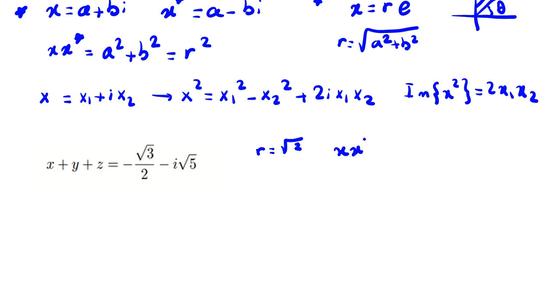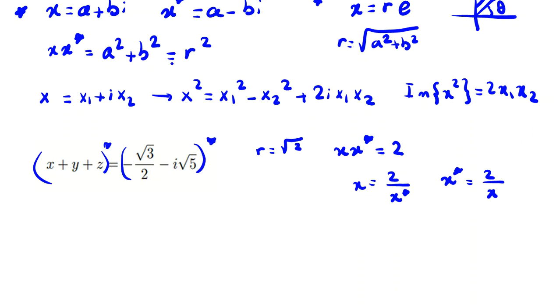So x conjugate, or let me tell you, we write what? x conjugate is 2 over x, because |x|² is r squared, which is 2. So you can say x is 2 over x conjugate, and also x conjugate is 2 over x. And if you consider the conjugate of this, they are equal, and plus changes to minus. So you can consider the conjugate of each of them.